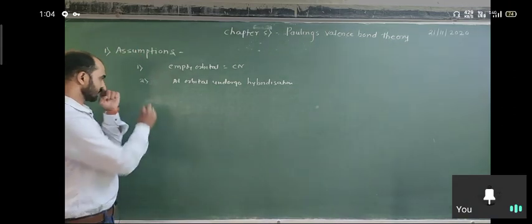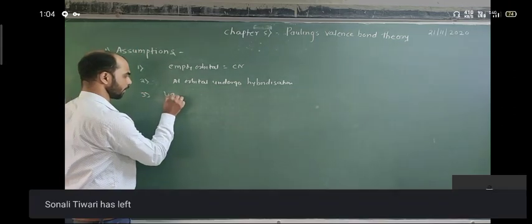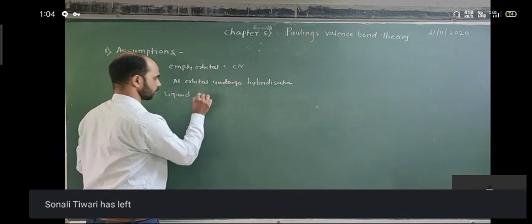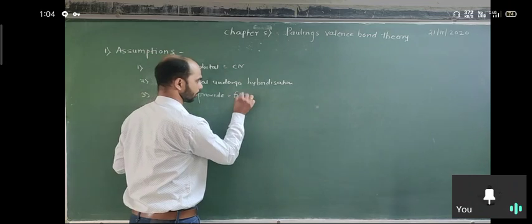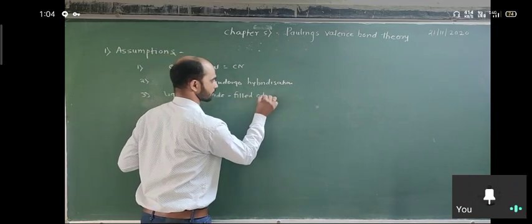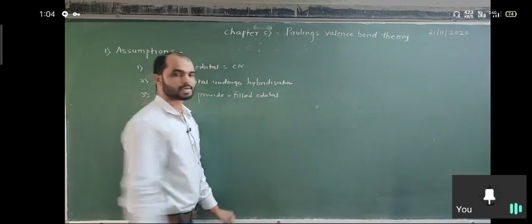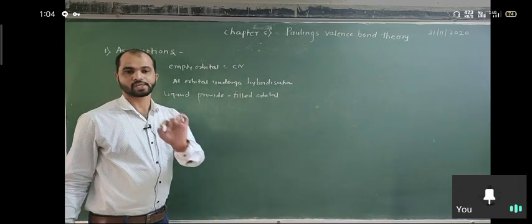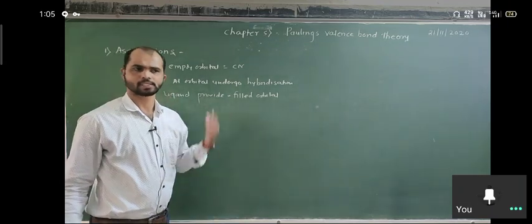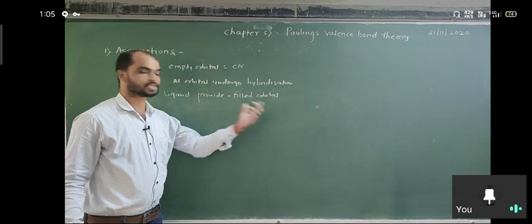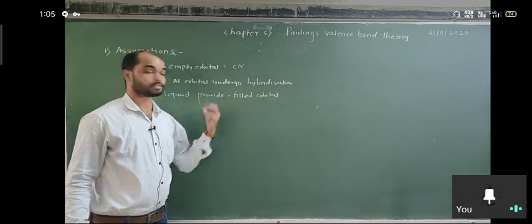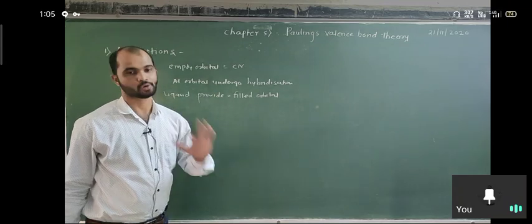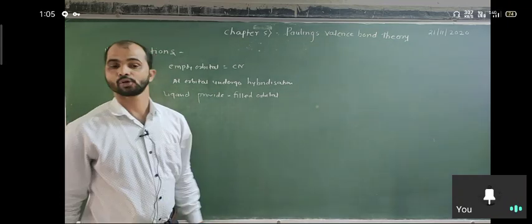Third assumption is what the ligand provides. Filled orbitals. It is very important. Filled orbitals means the orbitals which contain a pair of electrons. Same as in the acid-base concept, the metal accepts the electron pair from ligands, and that's why we call it a coordinate covalent bond. That's why आपण त्याला म्हणतो coordinate covalent bond.